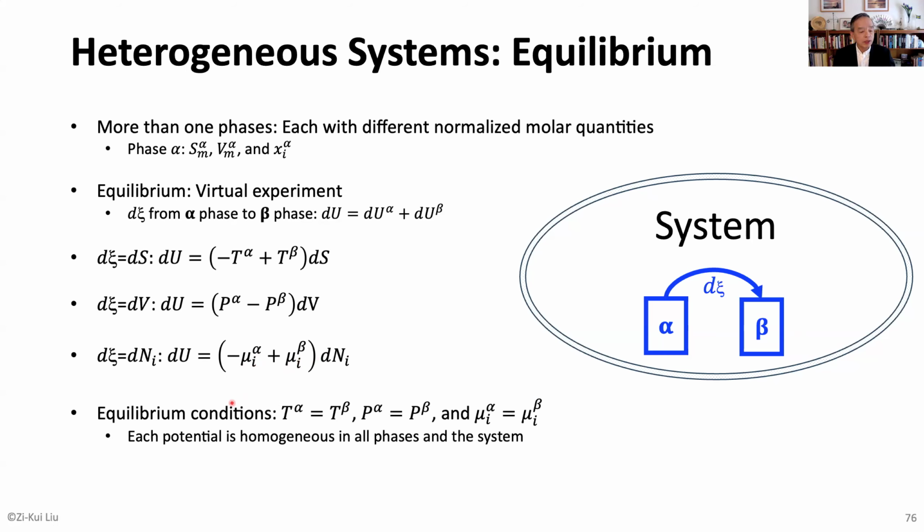So that means we immediately get the equilibrium conditions: temperature has to be homogeneous, pressure has to be homogeneous, and chemical potential has to be homogeneous, as we talked about before for the homogeneous phase. So I get the same conclusion. Each potential is homogeneous, not only in this homogeneous system, but in every phase which is in equilibrium. If all the phases are in equilibrium, they must have the same temperature, same pressure, and same chemical potential.